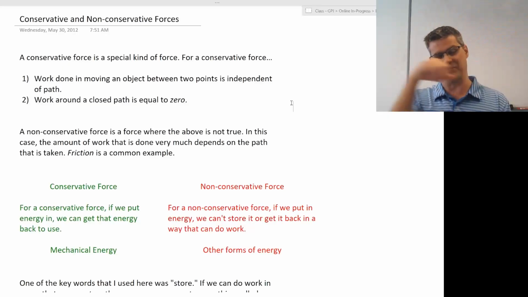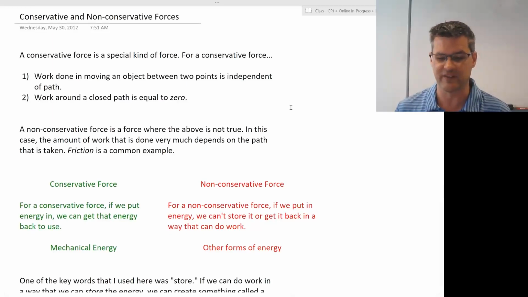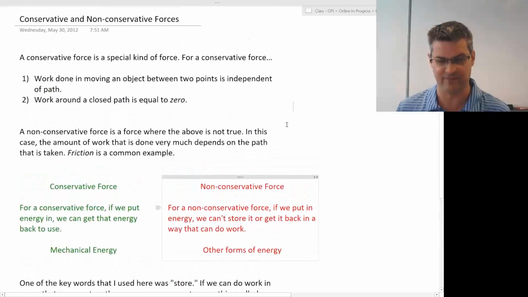And if I took that cup and then moved it back to where it started, I certainly applied force over a distance. It didn't get back to that starting position for free. I had to do something to get that back. I had to do more work to do that. So this is the equivalent of a non-conservative system.